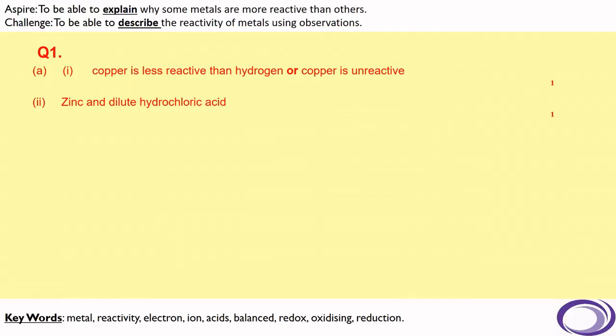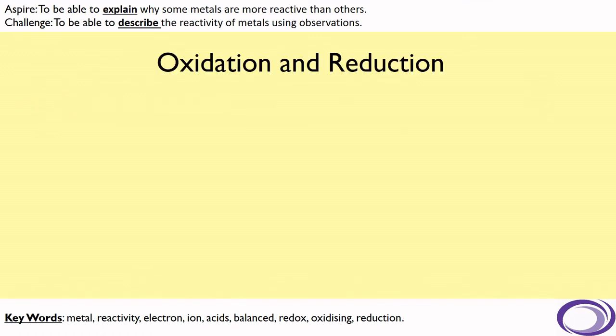So, copper is less reactive than hydrogen, or you could have said that copper is unreactive. The substances that you would have chosen to react more safely are zinc and dilute hydrochloric acid. You would not have taken the potassium option, as that is not a safe reaction. Now, we're just going to have a look at oxidation and reduction in these reactions.